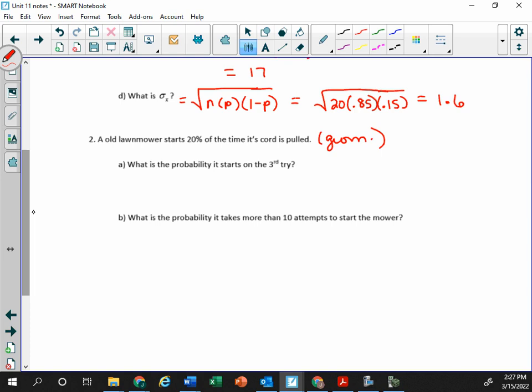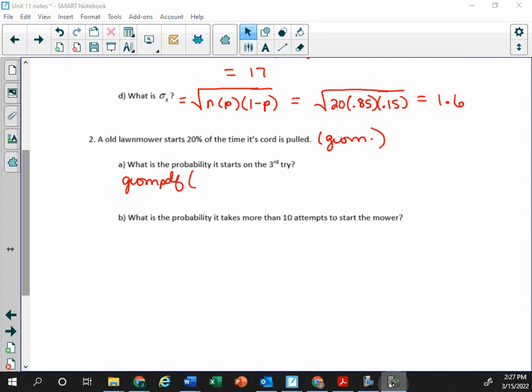Do you think part A is geometric PDF or CDF? PDF, right? Exactly, on the third try. That's PDF. So you're doing geometric PDF. Let me pull up the calculator.